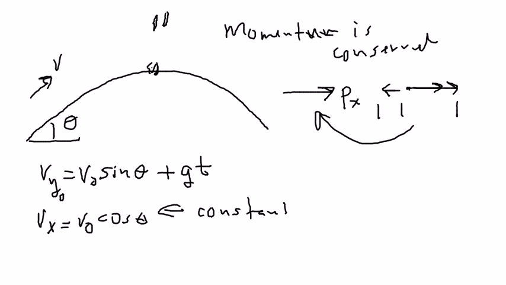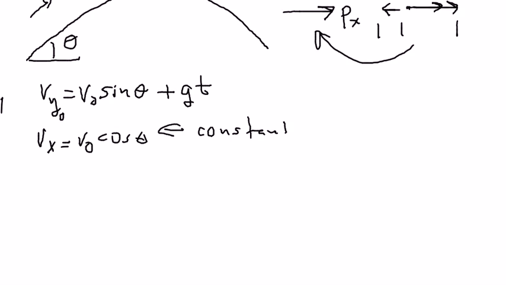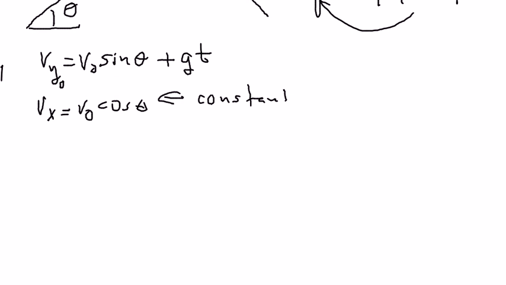So if we're doing a problem like this, we want to probably first calculate the time to get to the top. Time to the top is going to be the initial velocity in the y direction divided by g.